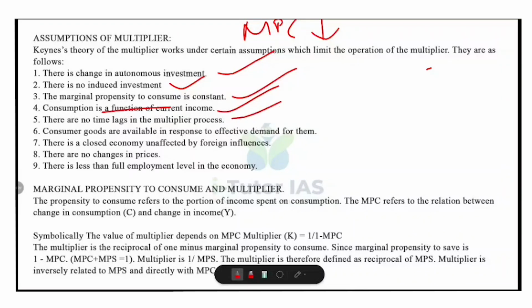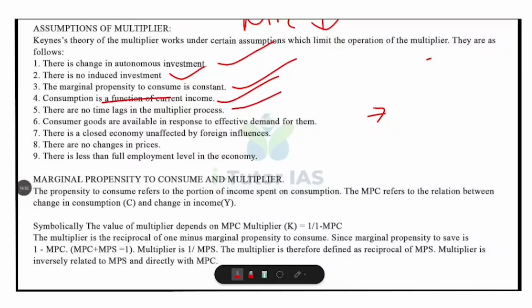What is the next assumption? There are no time lags in the multiplier process. That means as soon as people receive income, they immediately spend a part of it, and this spending increases the income chain, and this income chain continues without delay.